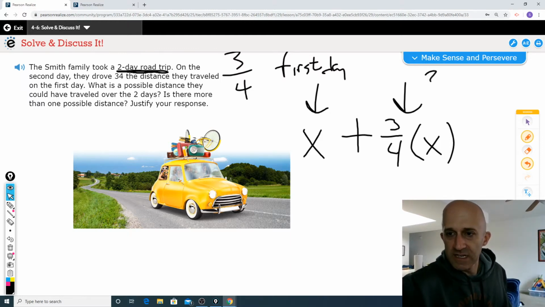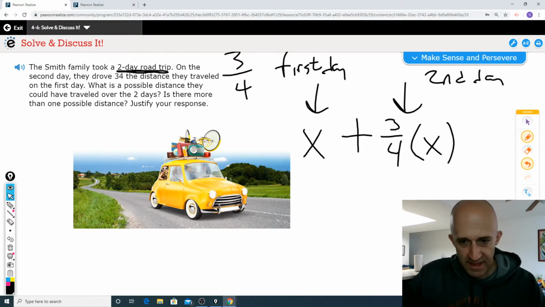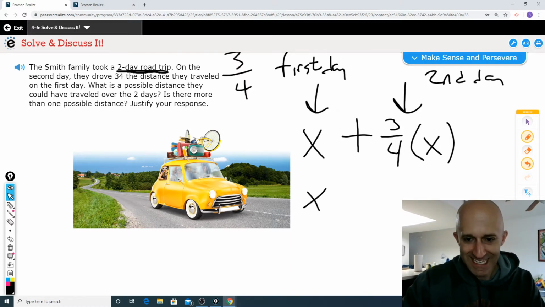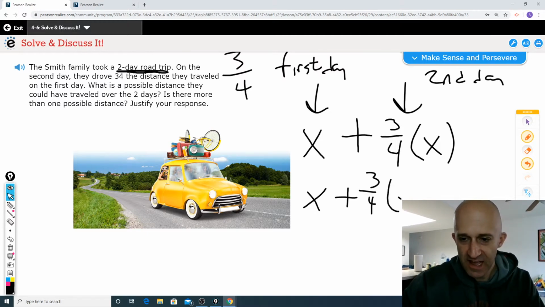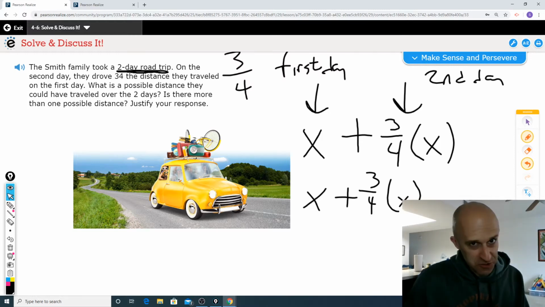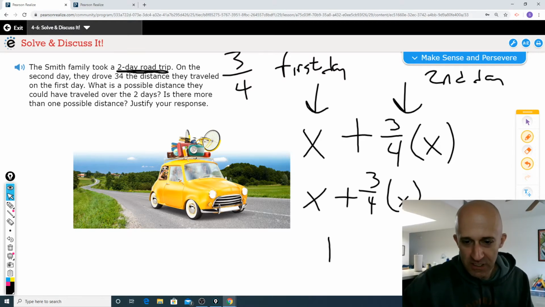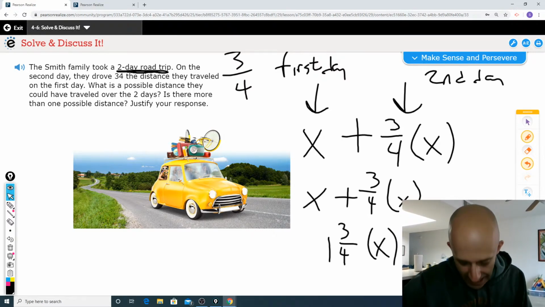And for the second part, it's that second day. You don't know what this is. Well, if I were to ask you, what is x plus 3/4 x? You can add those expressions together. You're adding two different expressions is what you're doing here. Not sure if you realize that or not. 1x plus 3/4 x should give you 1 3/4 x.